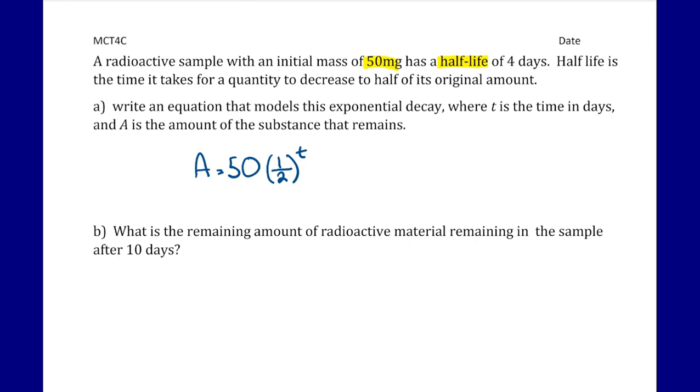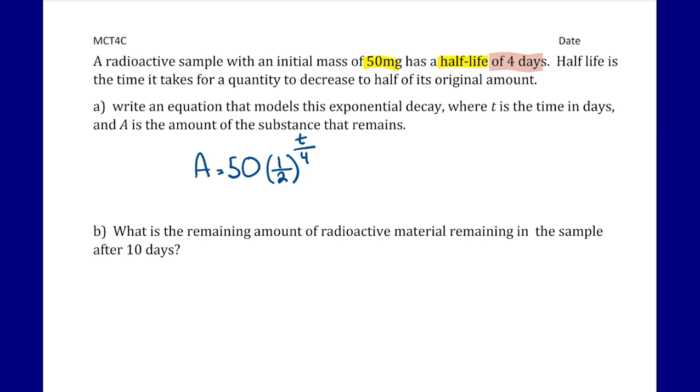However, this equation would mean that every day we're losing half, when that's not the case, because it's every 4 days that we lose half. So I need to make the exponent a fraction. t over 4 is our exponent. For example, if I plug 4 in, that is 1 half-life, so after 4 days I should lose half. It would become 50 times 1 over 2 to the power of 4 over 4, or just 1, or 50 times a half. So that would work out.